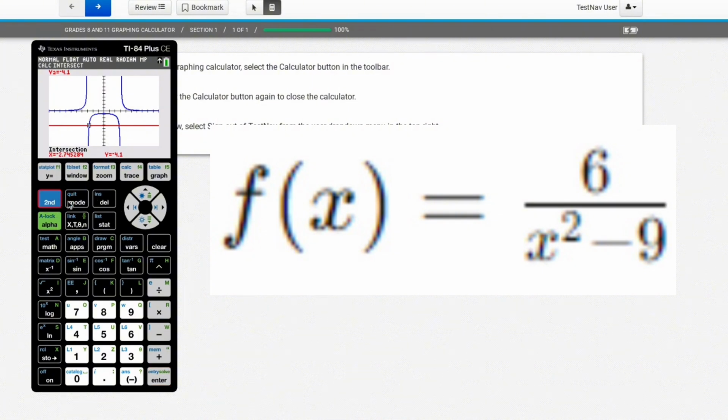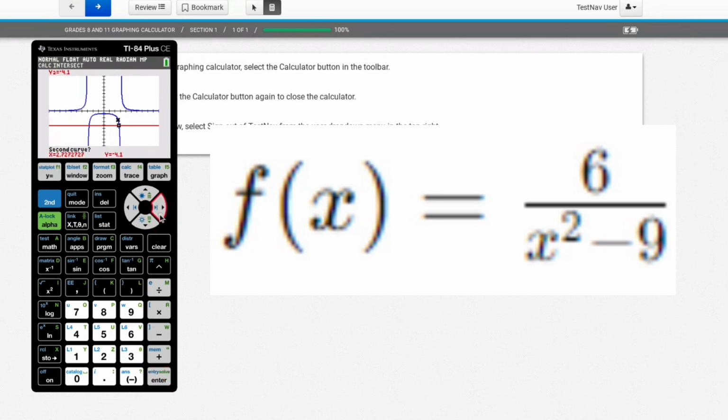But listen, I get paid by the second, so why don't we keep going? Let's hit second trace again to go to calc, go to 5 again for intersect, and let's find the other one. To the right, to the right, to the right. Cupid Shuffle. Remember that? Remember that dance from like 2008?